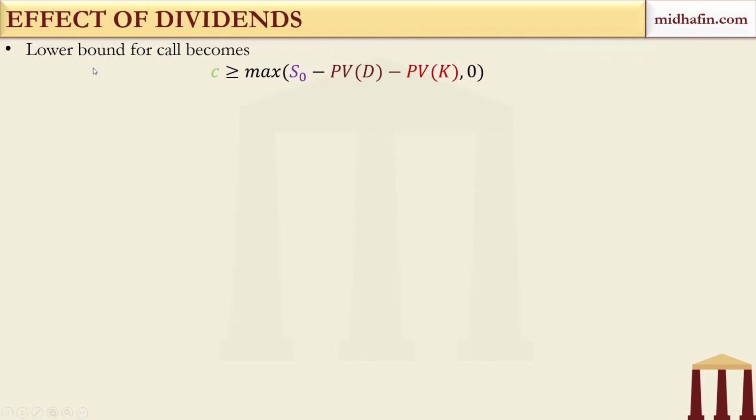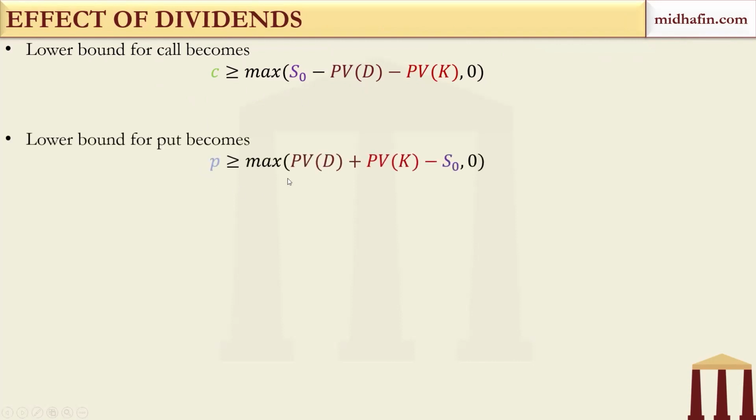Now, what is the effect of dividends? So first we'll see the effect on lower and upper bounds. So if dividends are announced, this is how the new expression will look. It is max of S0 minus PVK minus PVD, or 0, for a European style call. For a European style put, it is max of PVD plus PVK minus S0, or 0.